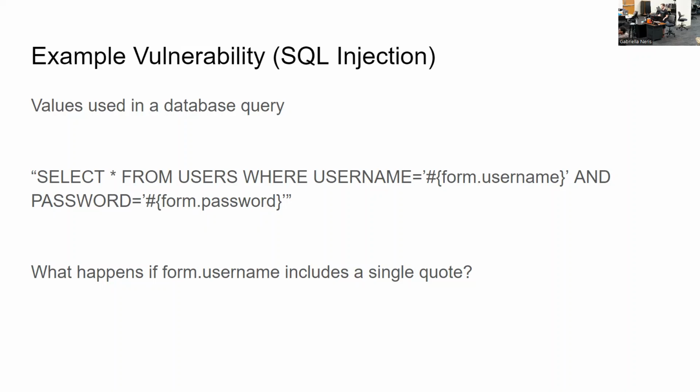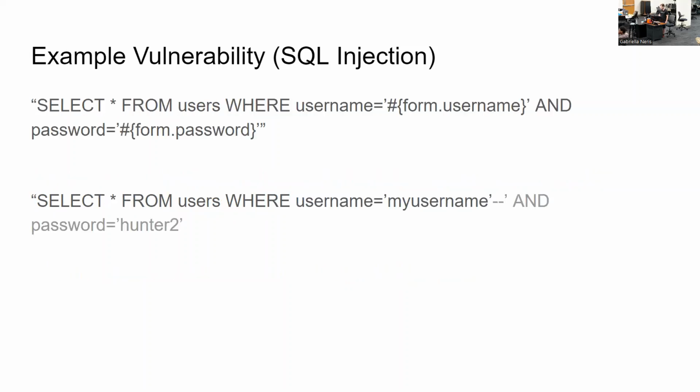So what happens if form.username includes a single quote? Well, then the whole statement gets messed up because there will be 3 single quotes inside the username block. And you can use that to manipulate the SQL statement and either bypass authentication, or read data that you shouldn't. Sometimes you can write data that you shouldn't. And here's an example of how that would be exploited.